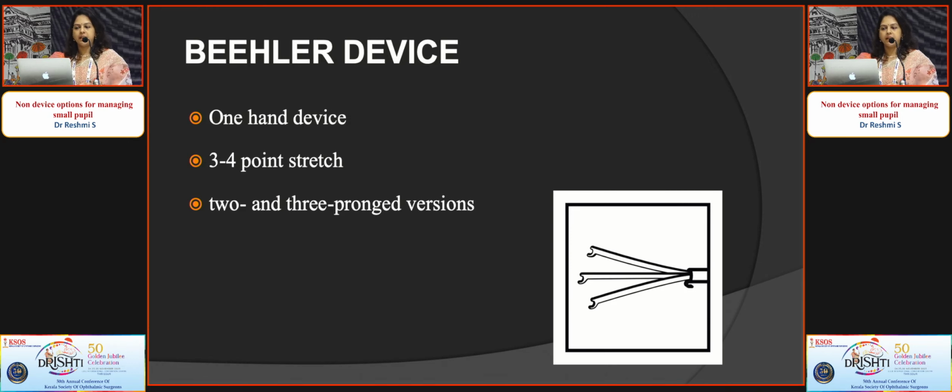Next is the Beehler device. It is a one-hand device which produces 3 to 4 point stretch of the pupil. It has 2 and 3 pronged versions which can be inserted through 2.5 mm and 3 mm incisions respectively.